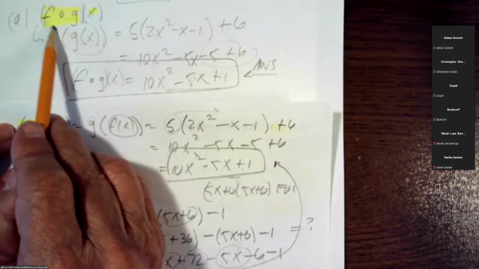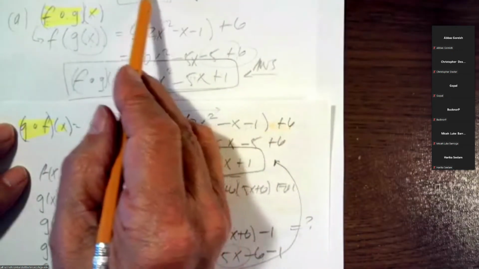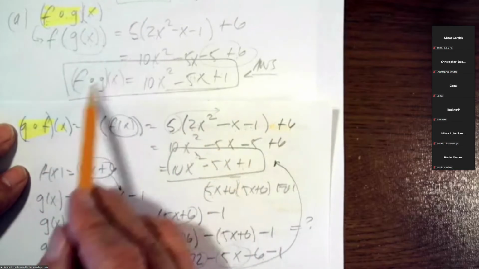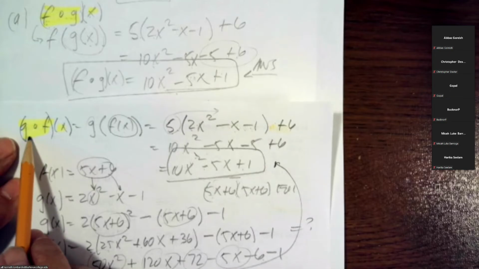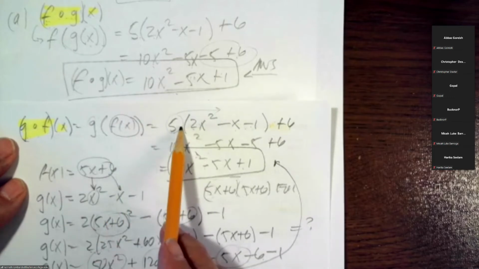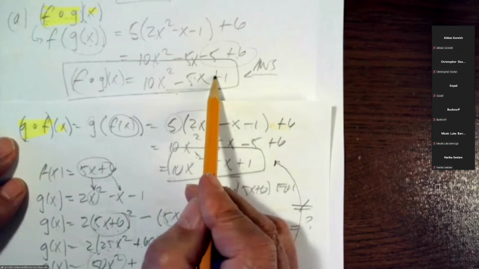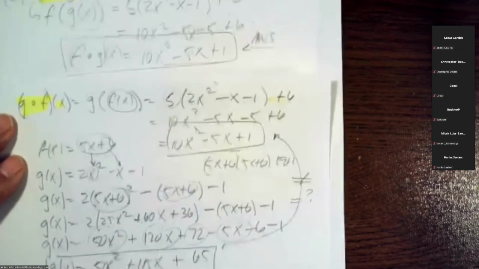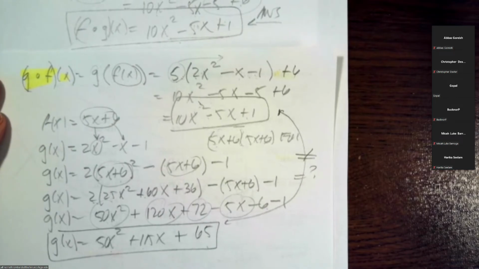So when we did f of g of x, we put the g of x values into everywhere we found x in the f function, and we ended up with this. When we take g of f of x, we take the f of x function and put it in everywhere we find an x in the g function. Okay, and we came up with this value, which is not equal to this value. These are two different values we get, aren't they? Everybody see that? Questions?